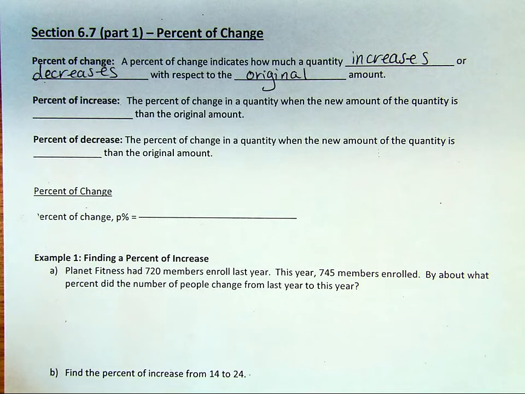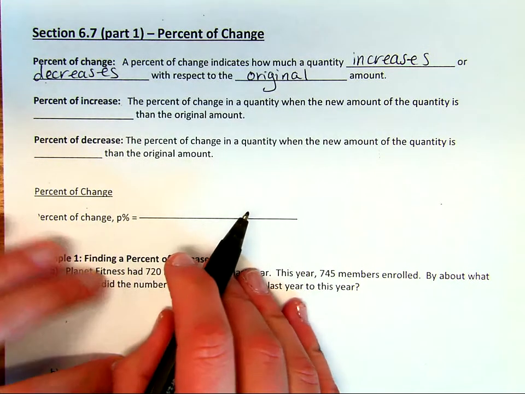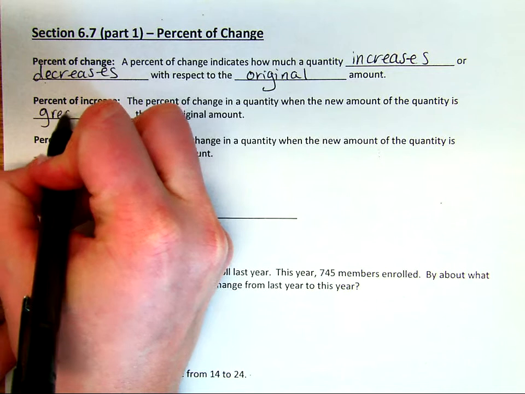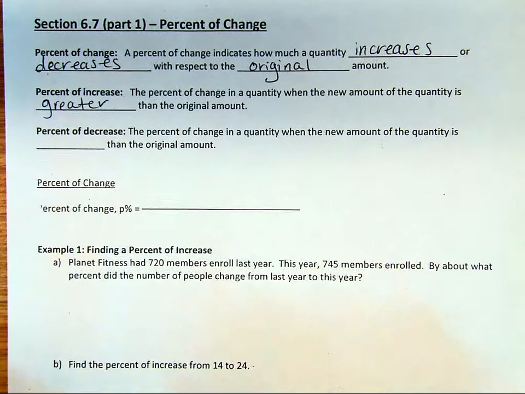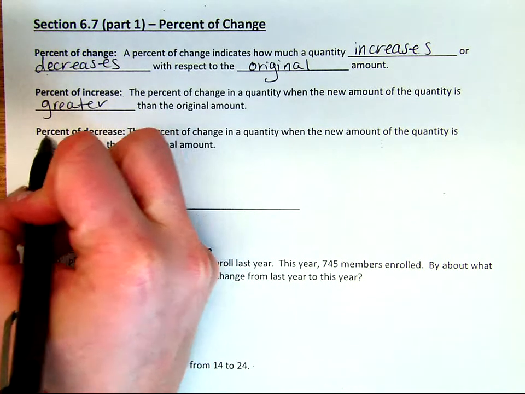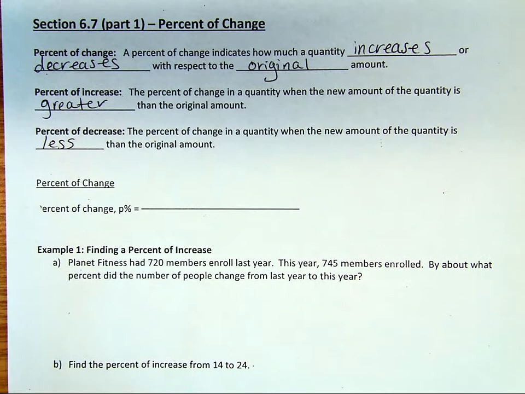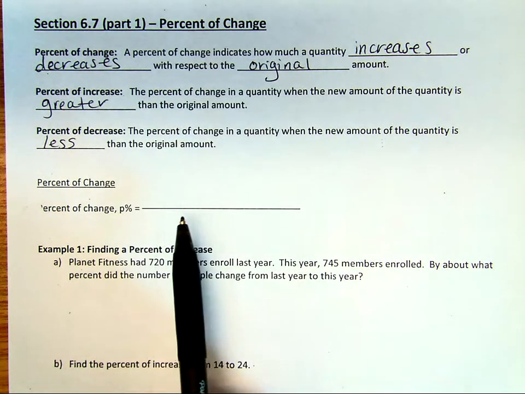So for example, maybe there's a really good discount on your favorite shirt that you want to buy. That'd be a big percent of change because there's a big decrease in the price. So what's a percent of increase? The percent of change in a quantity when the new amount of the quantity is greater or bigger than the original amount. And then what's the percent of decrease? Well, it's just the opposite. It's the percent of change in a quantity when the new amount of the quantity is less than the original amount. So percent of increase means it goes up. Percent of decrease means it goes down.